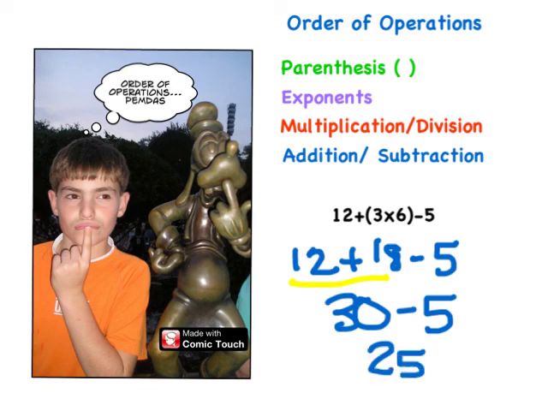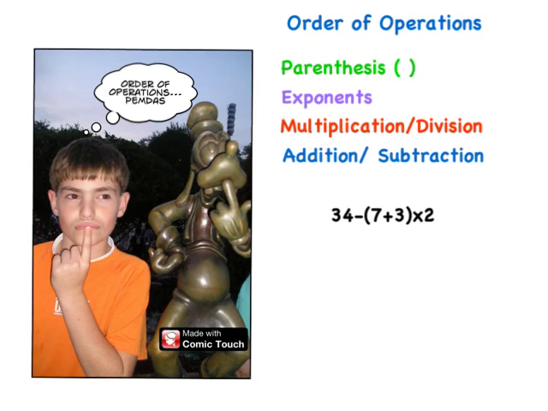Now let's see if you can do one on your own. Okay, so here you go. Here's your practice problem. 34 minus, in parentheses, 7 plus 3 times 2. If you follow the order of operations, I know you will have success.